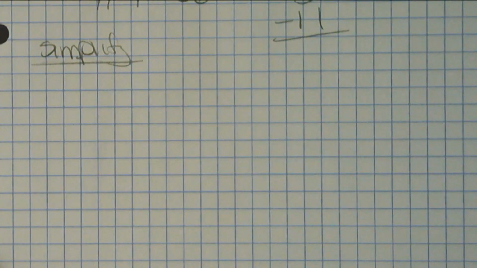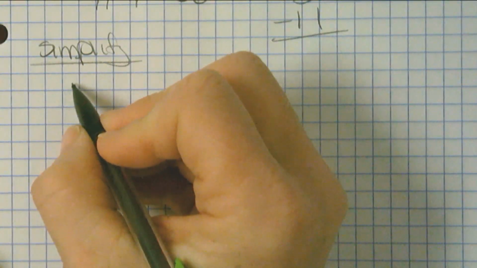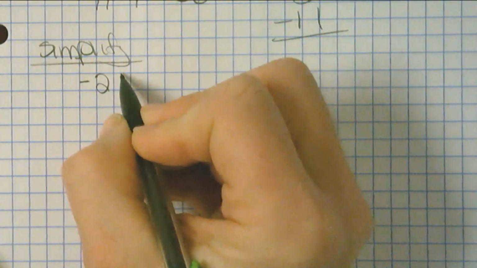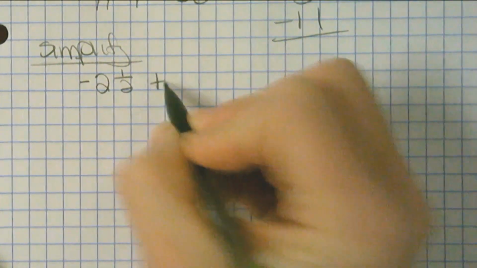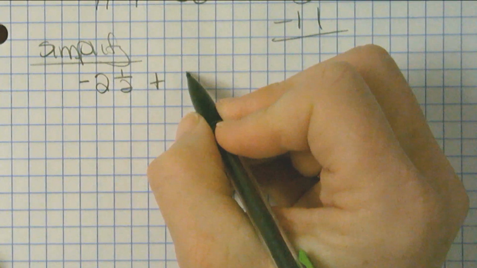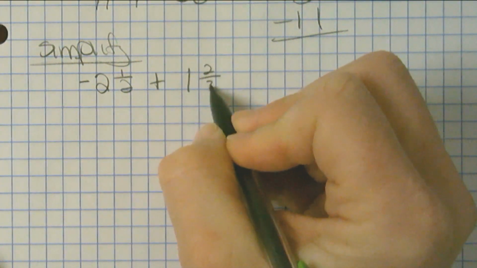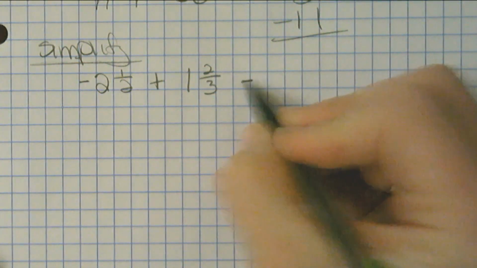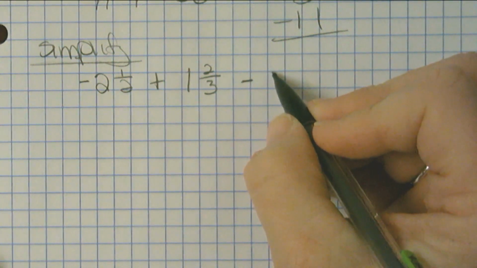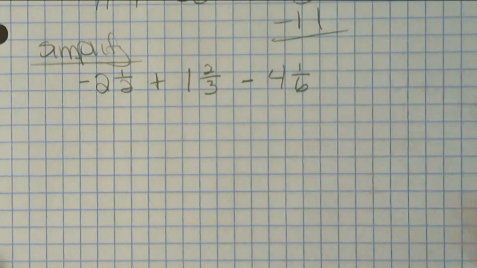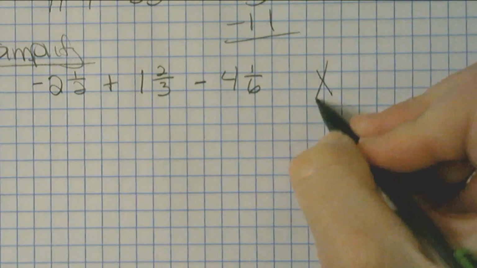So let's do, totally going to make this up. We'll see how this goes. So let's do negative 2 and 1/2 plus 1 and 2/3 minus 4 and 1/6. All right, here's the deal.